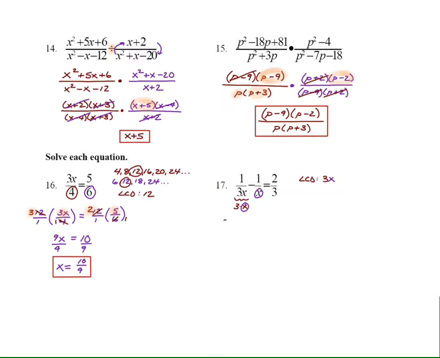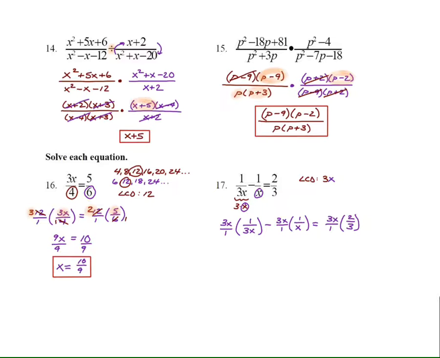Then what I'm going to do is take my least common denominator as a fraction and multiply it by every term in my original equation. So that's what I wrote there. You'll see 3x over 1 times the first term, 1 over 3x, minus 3x over 1 times 1 over x equals 3x over 1 times 2/3. Now, a bunch of stuff should reduce, leaving me with no fractions at all.